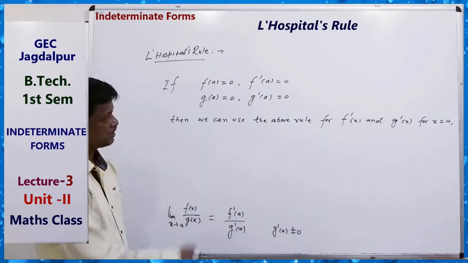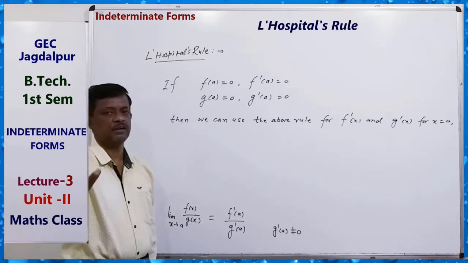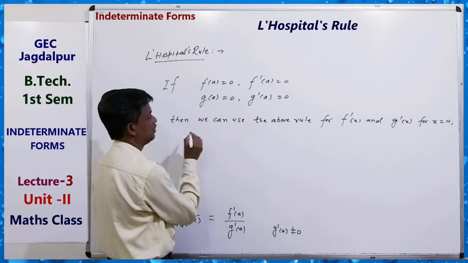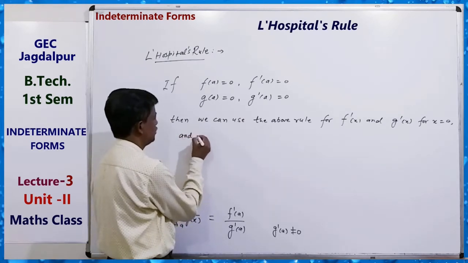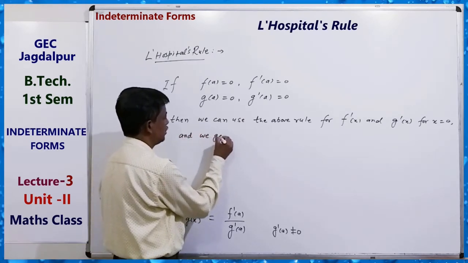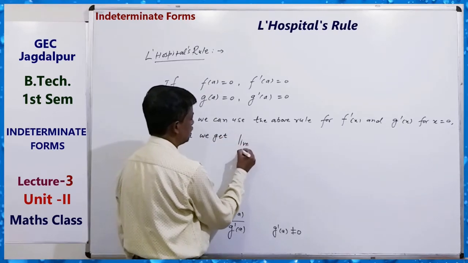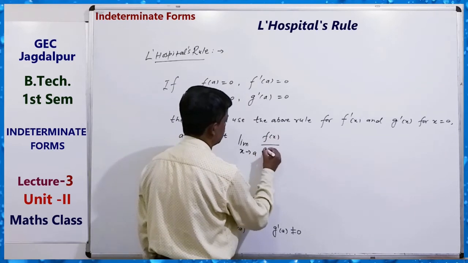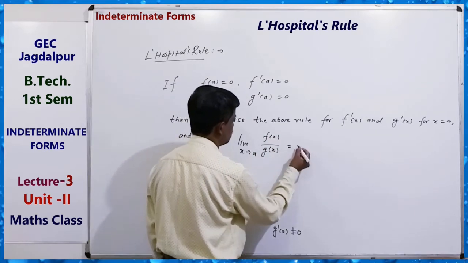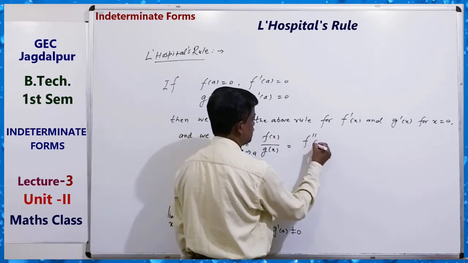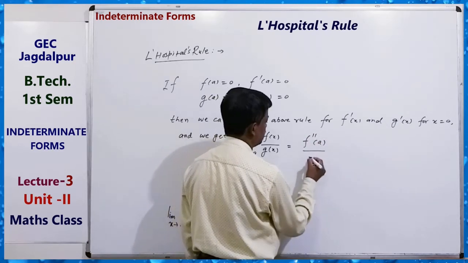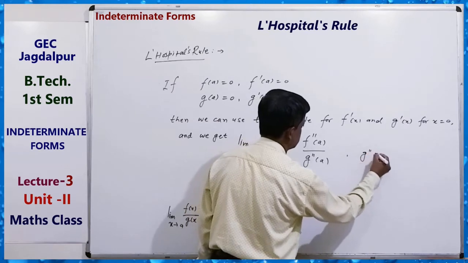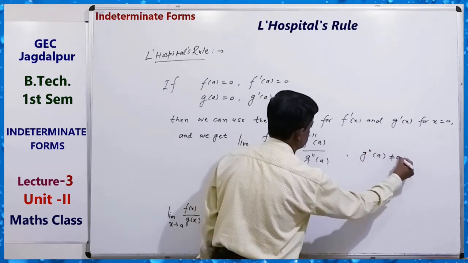Just in case of f(x) and g(x), just use f'(x) and g'(x). Then we get the limit as x tends to a of f(x) upon g(x) is equal to what? f''(a) upon g''(a). Here g''(a) is not equal to 0.